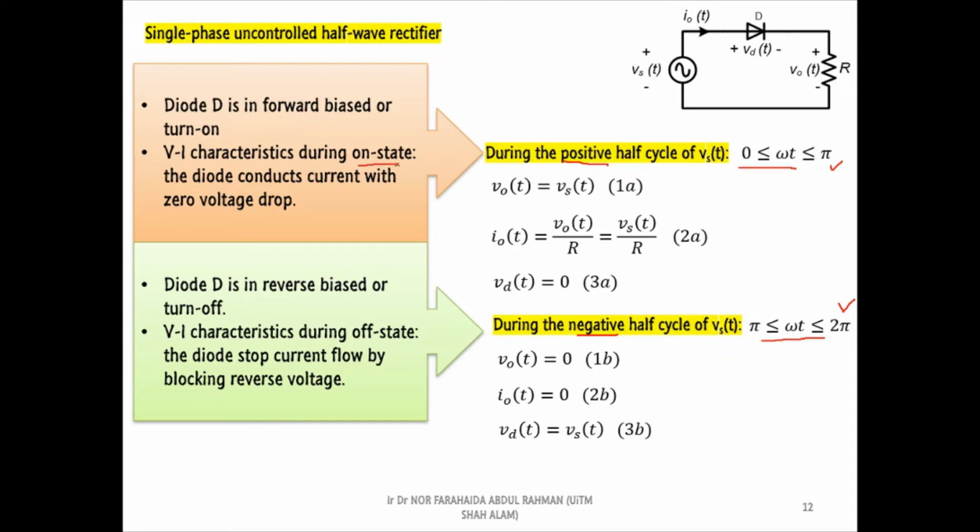During the on state, the diode should conduct current with zero voltage drop. Meanwhile, during the off state, the diode must stop current conduction by blocking reverse voltage. Based on these characteristics, I will rearrange all the voltage and current equations. I will start with the current equations, the diode voltage equations, and lastly, the output voltage equations.